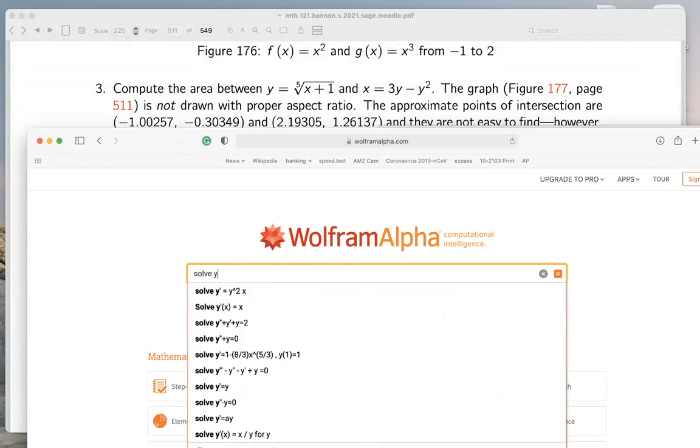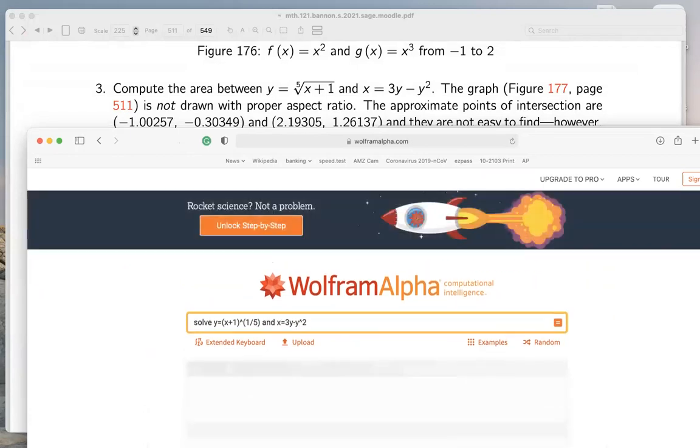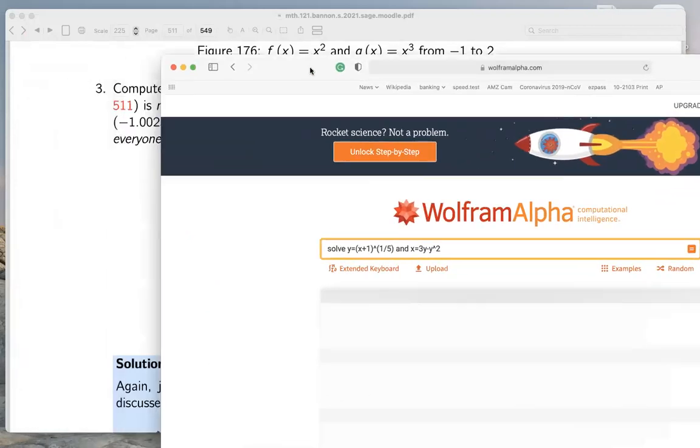I'm going to say y equals x plus 1 to the 5th power. I have no idea what it's going to do, by the way. To the 1/5 power, I'm sorry. And x equals 3y. Much easier to use in Sage, by the way. Put it in there. I don't know what it's going to do. Let's see what happens.